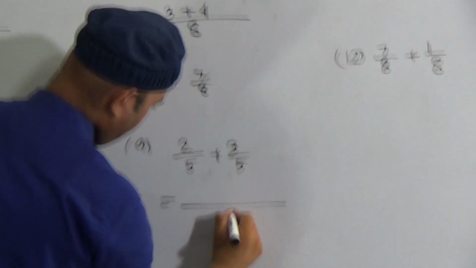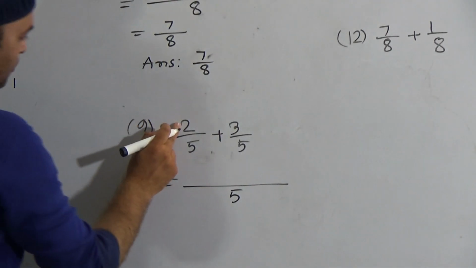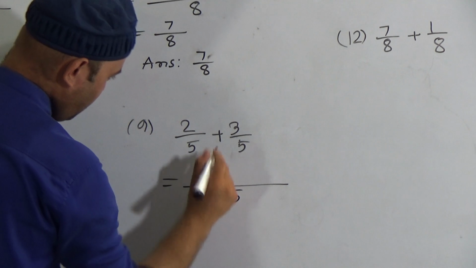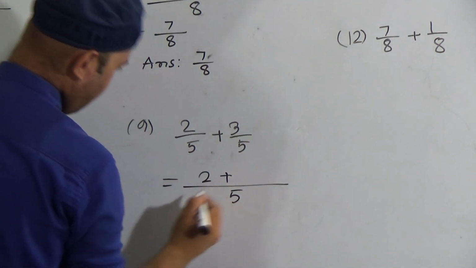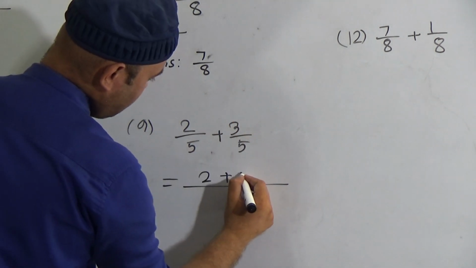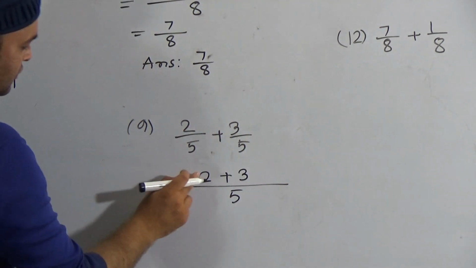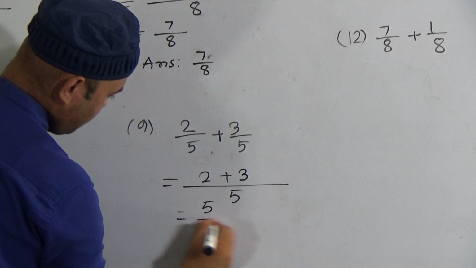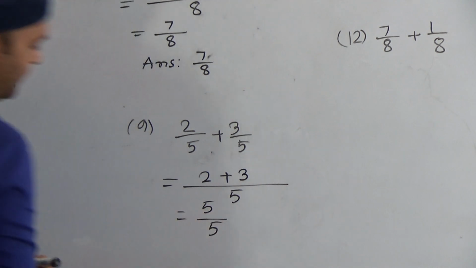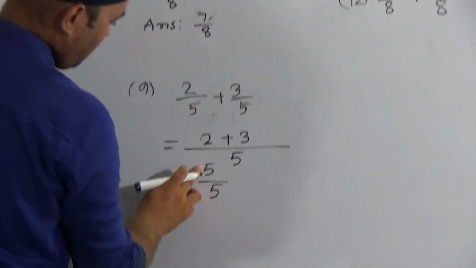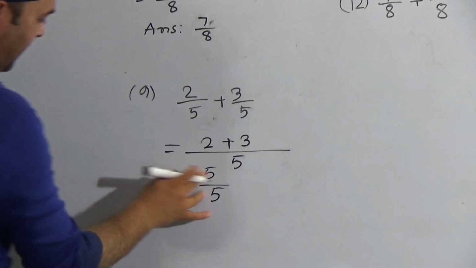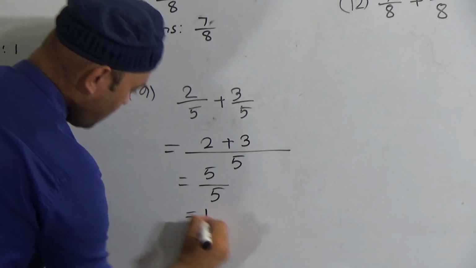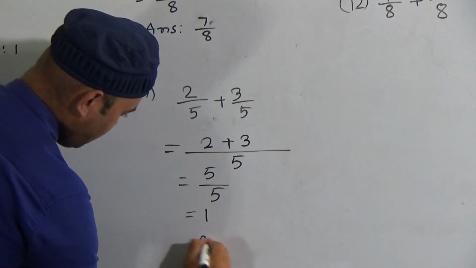Then the next one, here 5 is the same denominator, so in the second line you have to write 5 as denominator and put the first numerator 2 here, put the sign plus here, and put the second numerator 3. So 2 plus 3 will be 5, and here is denominator 5. Look here, the numerator and denominator are both the same, so we will write 1, and the answer is 1.